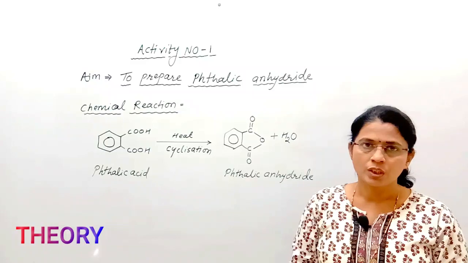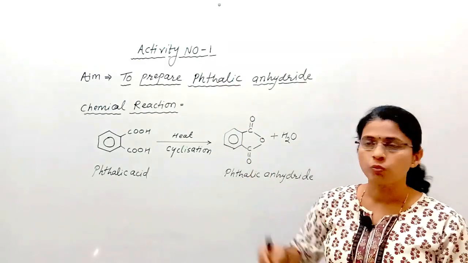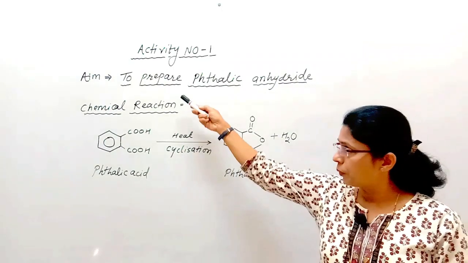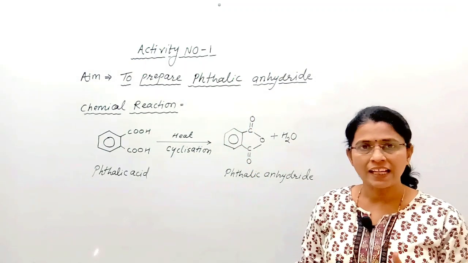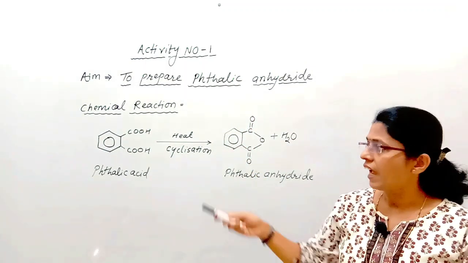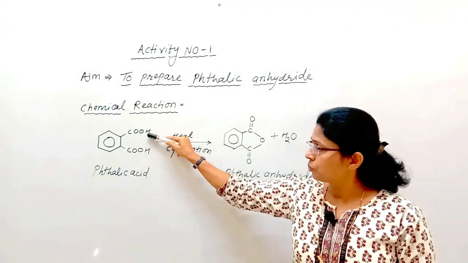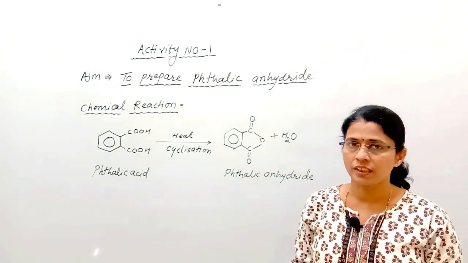Hello friends, today we are going to start our activity number 1. In this activity, our aim is to prepare phthalic anhydride. This phthalic anhydride is an aromatic organic compound in which two carboxylic groups are attached to a benzene ring.